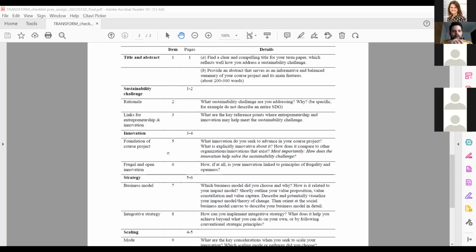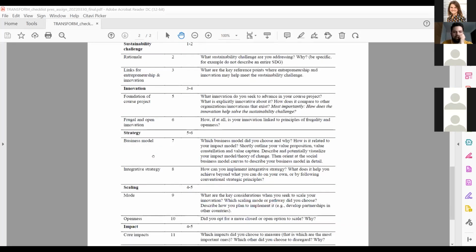Then the second major part is the one on innovation, where you're supposed to lay the foundations of your course project, right? So you go from the more general, what is the sustainability challenge, to a very concrete exemplification of how your innovation addresses the sustainability problem. That involves including considerations on in how far this resonates with principles of frugal or open innovation, and why so. So that would be related to module 1 and our working session.